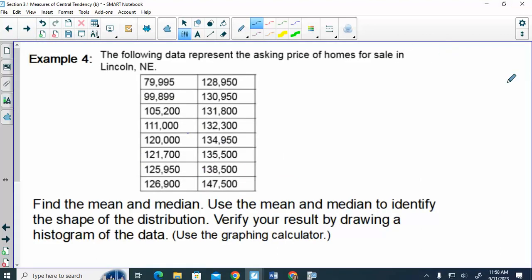the following data represent the asking price of homes for sale in Lincoln, Nebraska. Find the mean and median and use those to give the shape of the distribution. I want to use the calculator to find these.